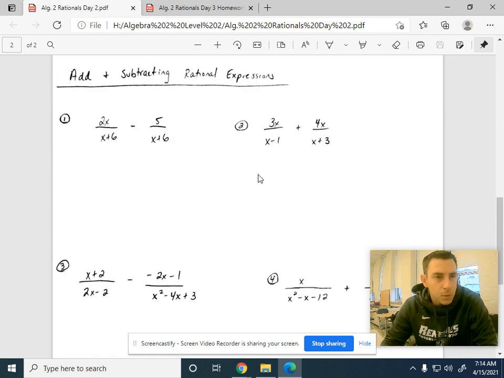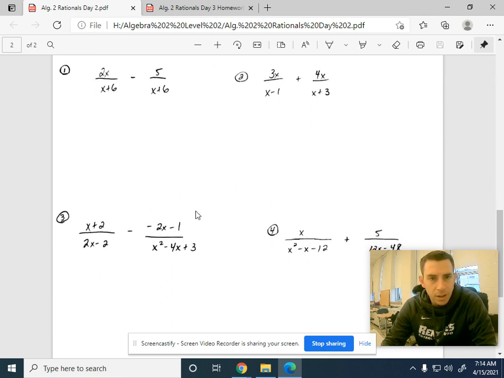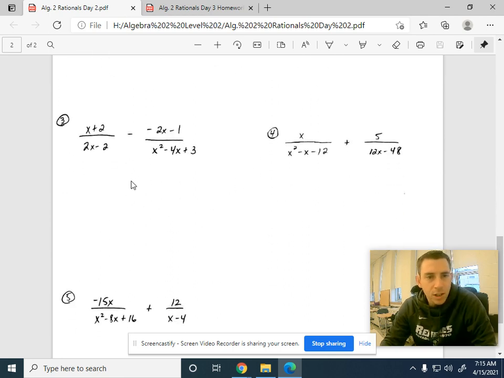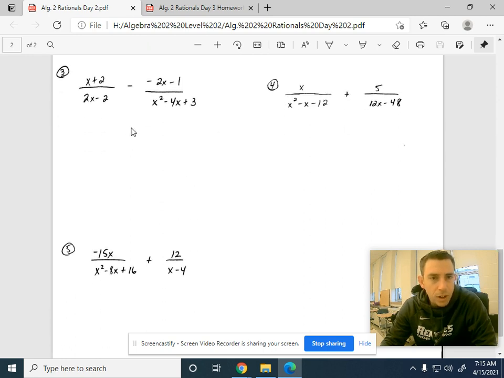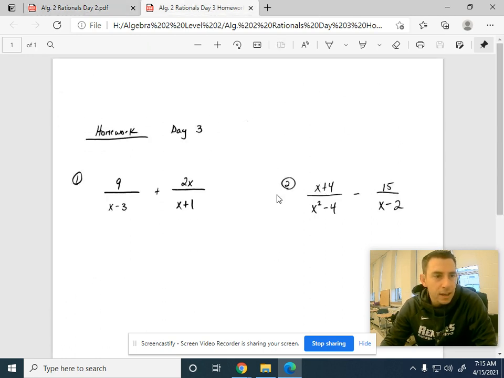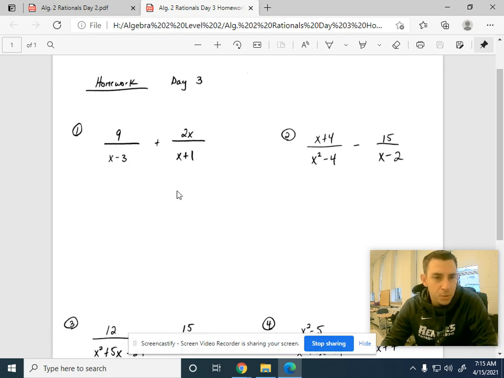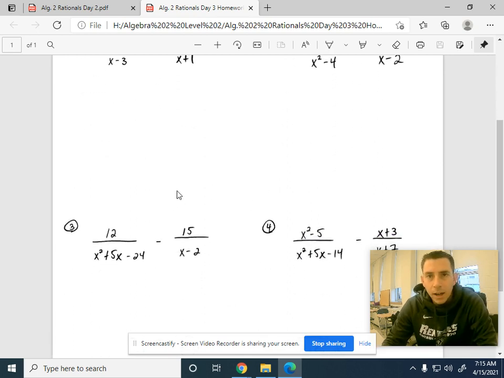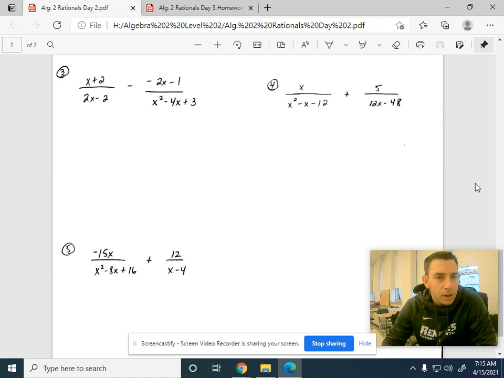So yesterday we started the adding and subtracting of rationals. We did numbers 1 and 2 together. But now we're going to move on to the more challenging ones. So my plan is to go over numbers 3, 4, and 5. And then I'll also touch on what I expect to be done for homework for the next time we meet.